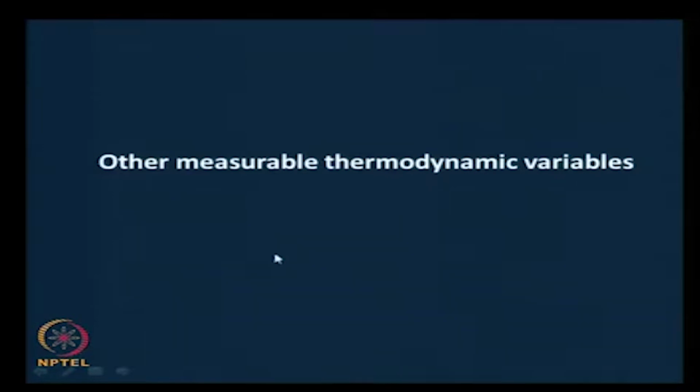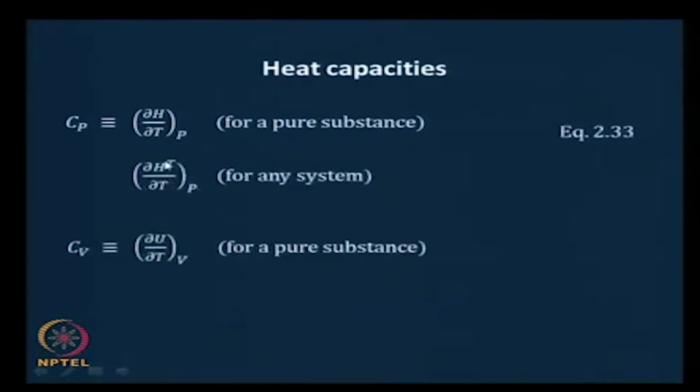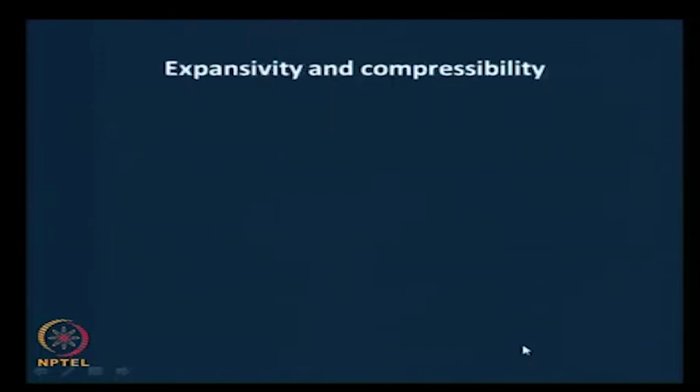Apart from these, other useful measurable thermodynamic variables are heat capacities. This you already know. Cp is dou H dou T at constant P for a pure substance molar value, or dou Ht dou T at constant P for any system, and similarly Cv is dou U dou T at constant V for a pure substance, or dou Ut dou T at constant V for any system.